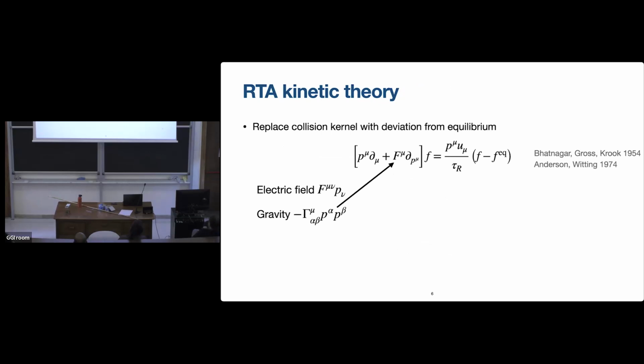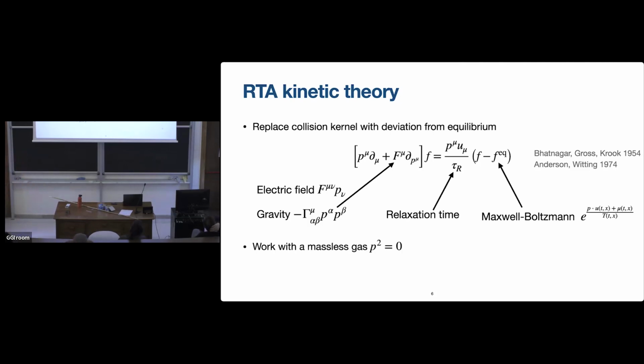And so I'll be talking about the Boltzmann equation, the linearized Boltzmann equation in the presence of an electric field, also in the presence of a gravitational field. There'll be a relaxation time, which will be a constant. I won't put in any momentum scales or anything like that. And I'll have a Maxwell-Boltzmann distribution for the equilibrium that the system will relax to. And just to make things further simpler and more analytic, I'll be working with a massless gas with p² set to 0.